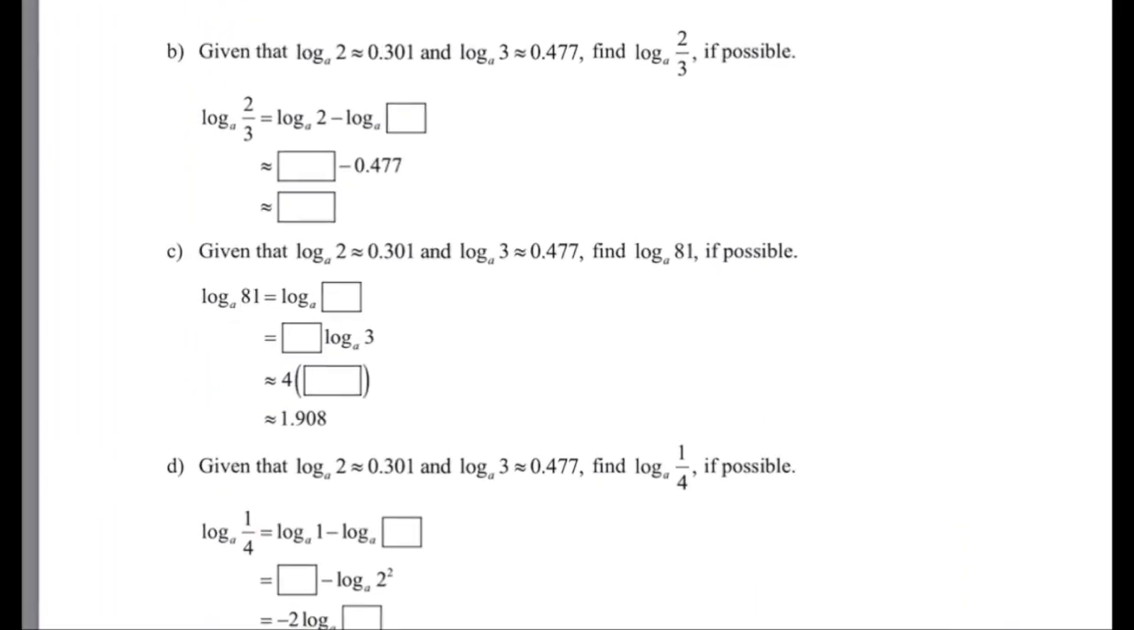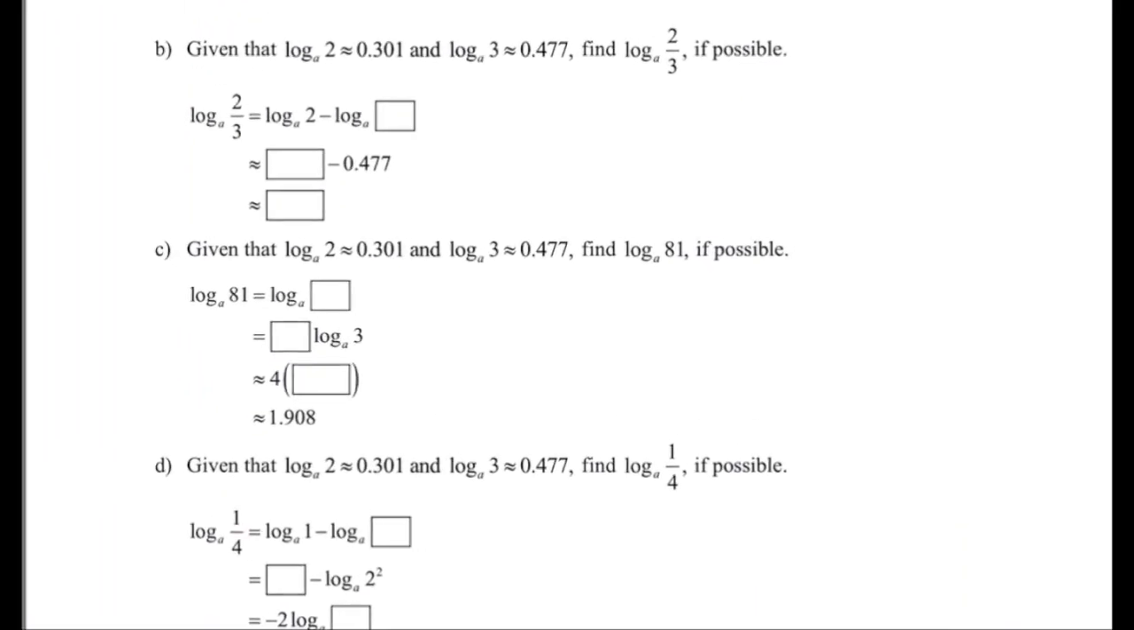We have the same log base a of 2 and log base a of 3. It's asking us to find log base a of 2/3 if possible. Well, I know that 2/3 is the same when I use the quotient rule as log base a of 2 minus log base a of 3. So I can subtract log base a of 2 and take away log base a of 3, providing us with approximately negative 0.176.